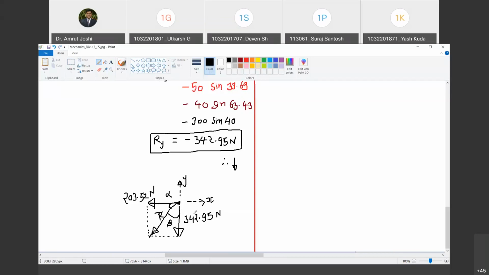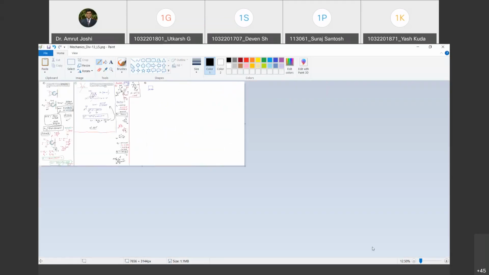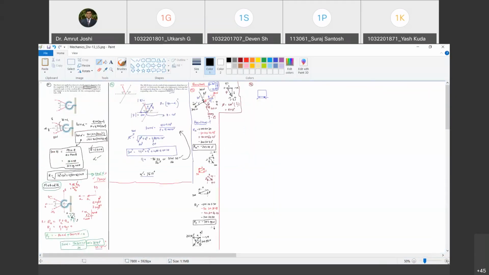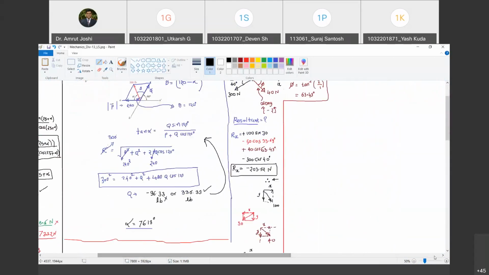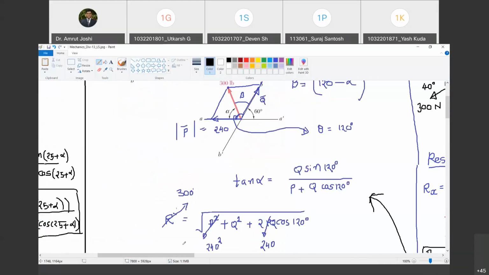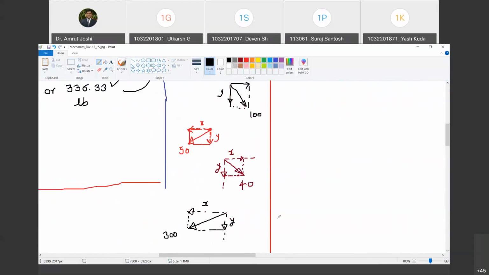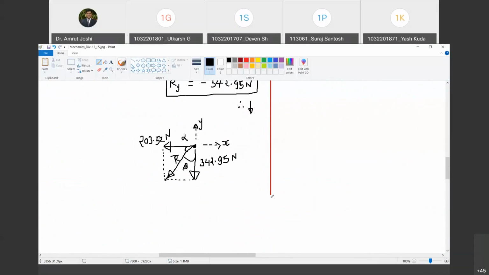Are you with me, Devin? Yes, sir. Now, I want to characterize this resultant. इसका मतलब क्या है? So I have to find out its magnitude and I have to also find out its direction. So I will have to find out the magnitude of this resultant R, and I will have to also find out either alpha or beta. Do you agree with me? Yes, sir. So how do I do that?